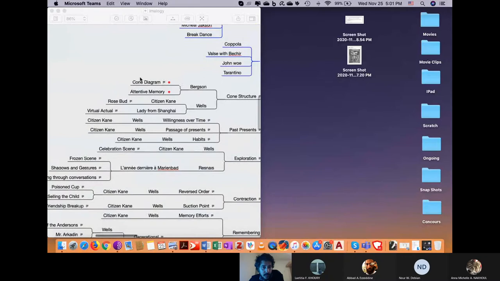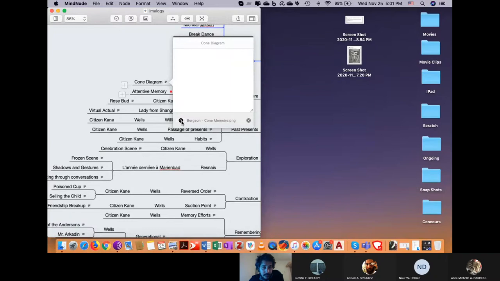Now, I'm going to show you a diagram, which is the Bergsonian modelization of time. It's actually a very simple diagram. So where is it? It's not here. Okay. So okay, I hope you're seeing now the screen. This is what we call the cone of Bergson. I hope you're seeing it.